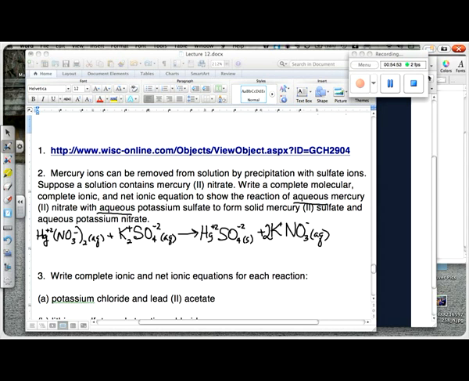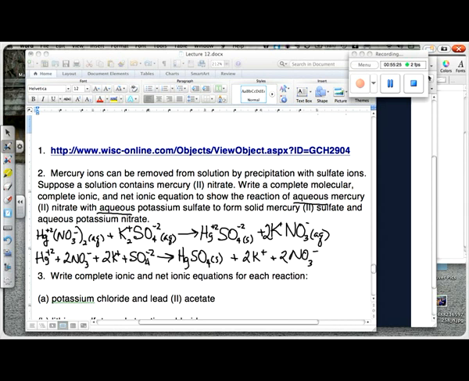All right, writing my complete ionic equation. I've got Hg with a +2. I've got 2 nitrates. I've got 2 potassiums and a sulfate. That 2 only went with the potassium. Put in your charges. Leave the solid alone. And then your other product, the 2 distributes.